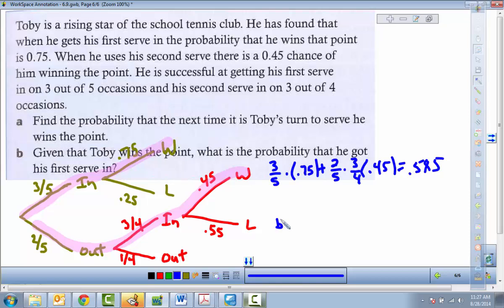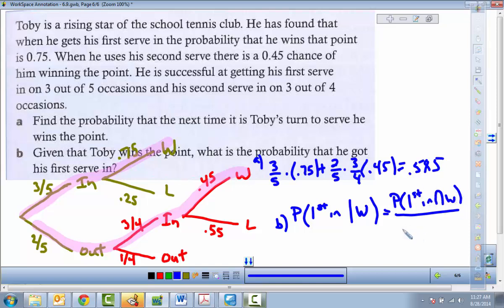For part B, given that Toby wins the point, what is the probability his first serve was in? So this is now conditional probability. So what's the probability that first is in, given that he won? I'll remember the formula for this. It's the probability of first in, intersect, win, divided by the probability that he wins. Well, we know the probability that he wins. That's 0.585.